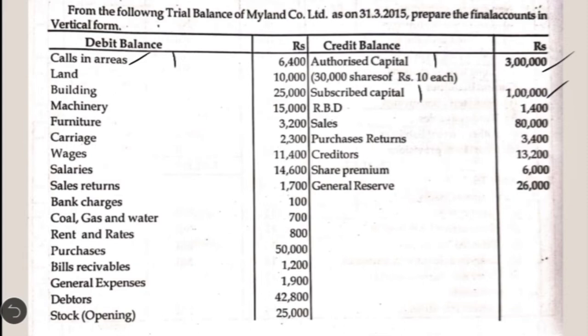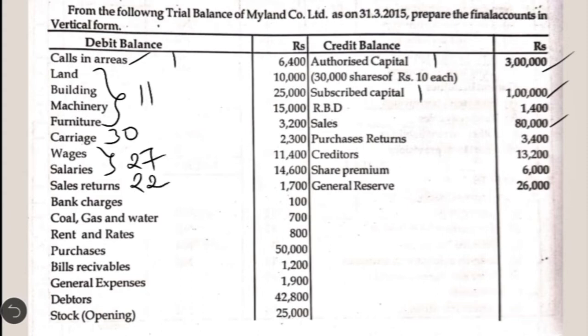Then we have land, building, machinery, furniture. These are the fixed assets, so we have to show them in note number 11, that is fixed assets. Then we have carriage, which we show in note number 30, that is other expenses. We have wages and salaries. These two items come in note number 27, that is employee benefit expenses. Then we have sales returns. When we write note number 22 for revenue from operations, from the sales value we are going to deduct this sales return. On the credit side we can find sales amounting to 80,000. From that sales return of 1,700 should be deducted. So it is in note number 22.